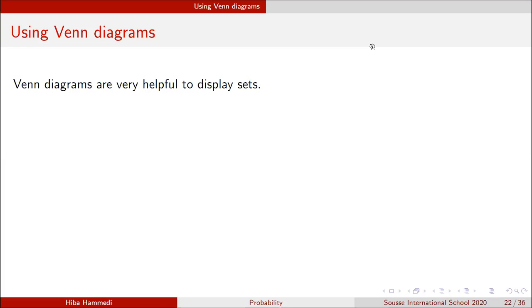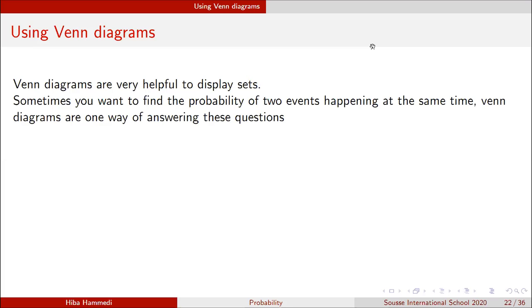So Venn diagrams are very helpful to display sets. We know this already. And sometimes whenever we want to find the probability of two events happening at the same time, using Venn diagrams would be the key to answer this type of question. Well, let's see an example to understand what I'm talking about.